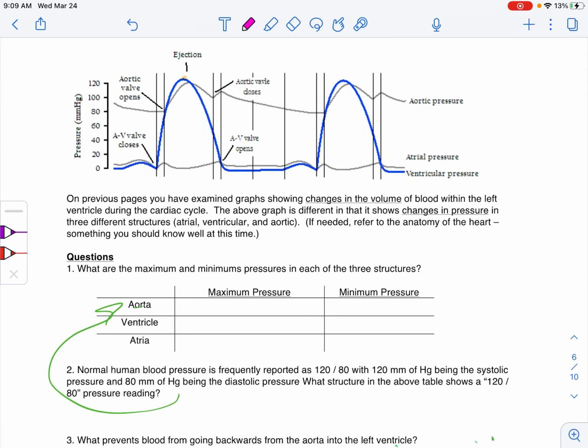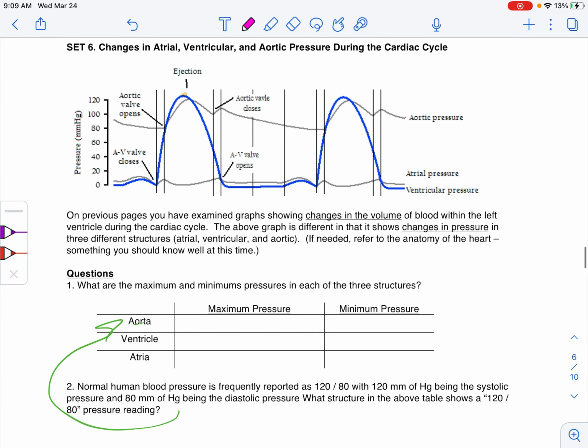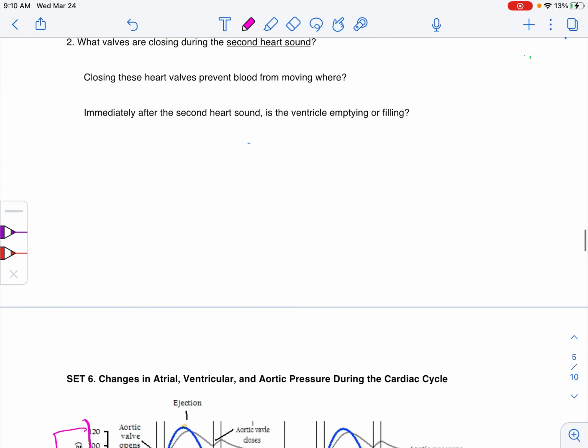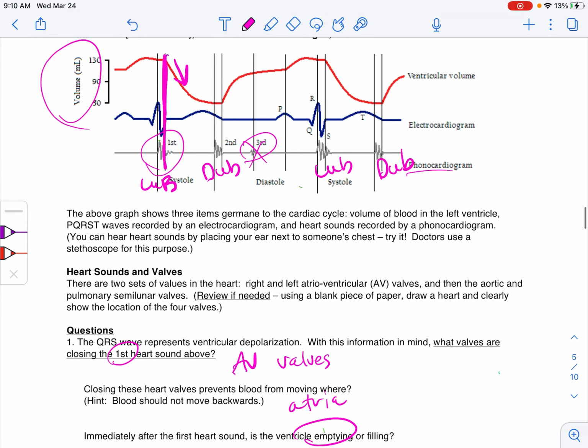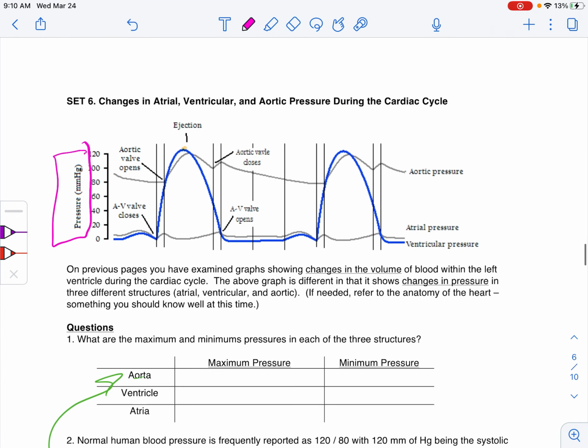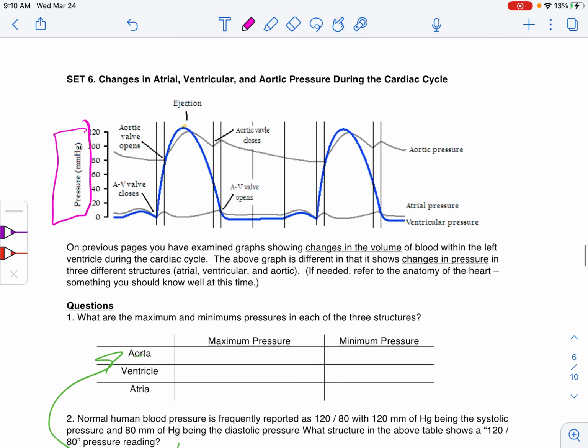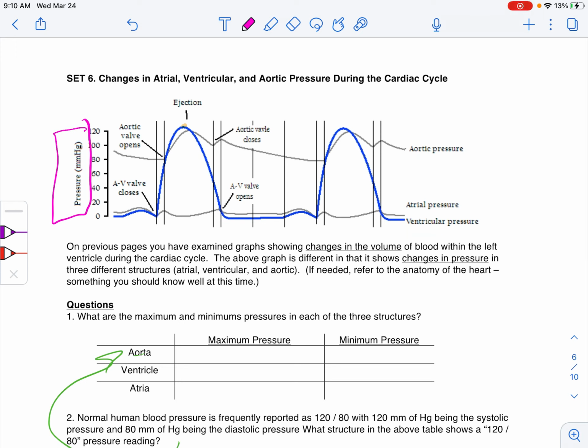All right, so on this particular slide, we added a new graph now. Make sure you're always looking over here at the titles of the axes, because this says pressure, while this one dealt with volume. You can't tell blood pressure from a volume. So if we take a look at this, how do we know which one's which? Because it's labeled really clearly right here. The aorta is this gray line, the atrial pressure is this gray line, and ventricular pressure is that guy right there, okay?